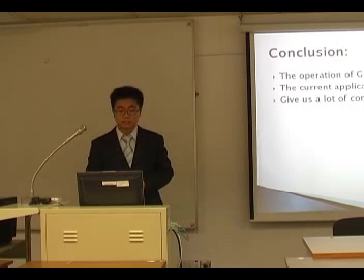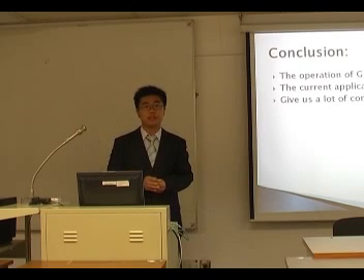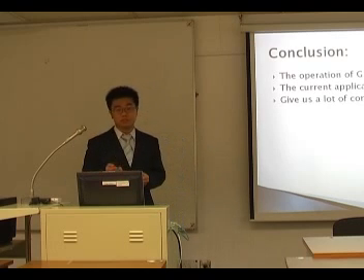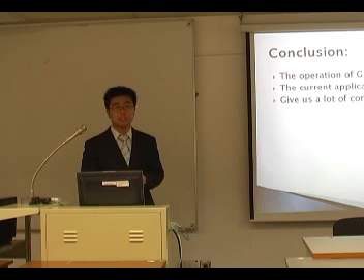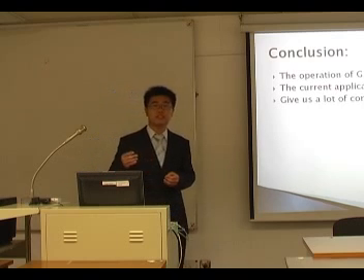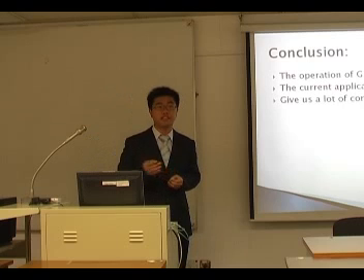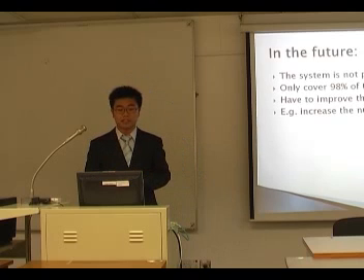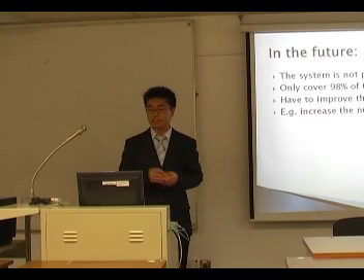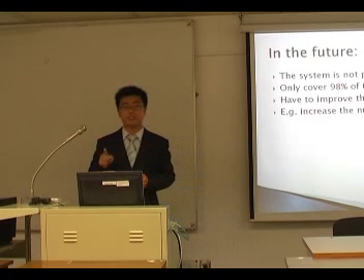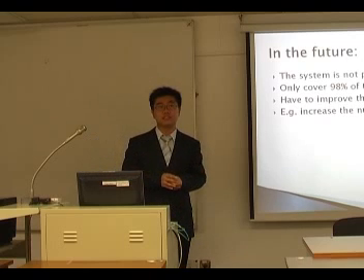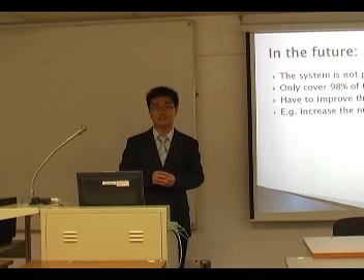Now, I have already explained something about GPS, the operation of the GPS system, and some current applications. I think you have got a brief understanding of this system. Actually, this system gives us a lot of convenience, especially for detecting position and navigation. However, the system is not perfect at the moment. It only covers 98% of the Earth. So we need to perfect the system in the future. For example, we can increase the number of satellites to make the system more accurate. I hope that in the near future, we can get a perfect system.